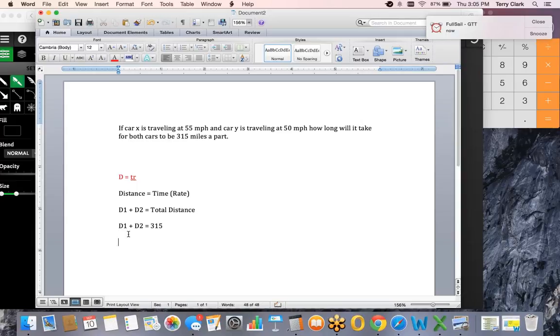So I'm going to take out the D1 and put in TR1, and then TR2, and then that's going to equal 315. Now, at this point, I don't know what the time is, but I do know what the rate is. I know that the rate is 55, so that's going to be 55t. And then I know the other one's rate is 50 miles per hour. That's going to be 50t equals 315.